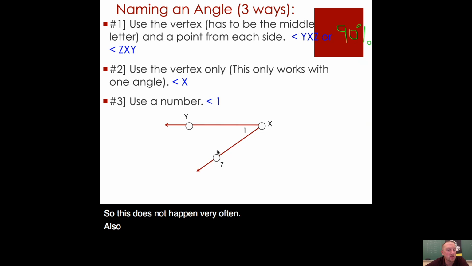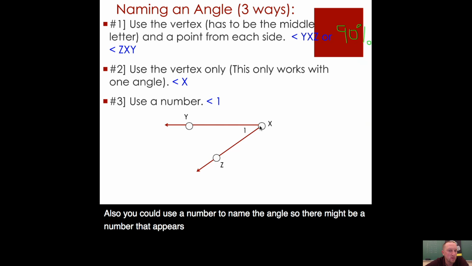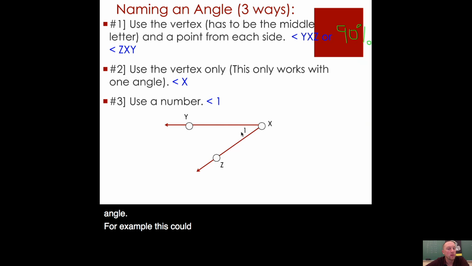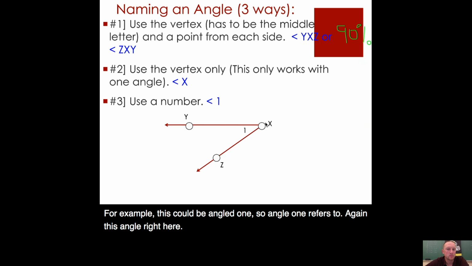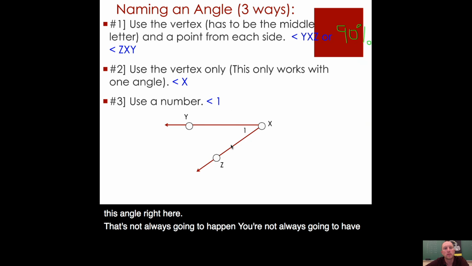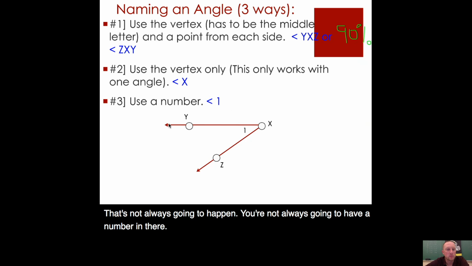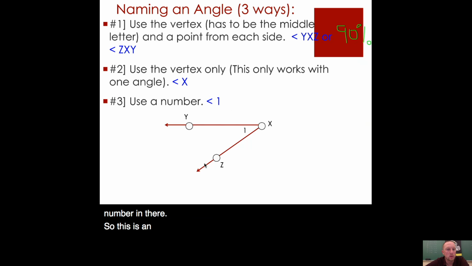Also, you could use a number to name the angle. So there might be a number that appears in between the two rays by the vertex of the angle. For example, this could be angle 1. So angle 1 refers to, again, this angle right here. That's not always going to happen. You're not always going to have a number in there. Okay, so this is an example of an angle. We know its vertex. We know its rays or sides that make it, and we know how to name it. Three different ways to name it.